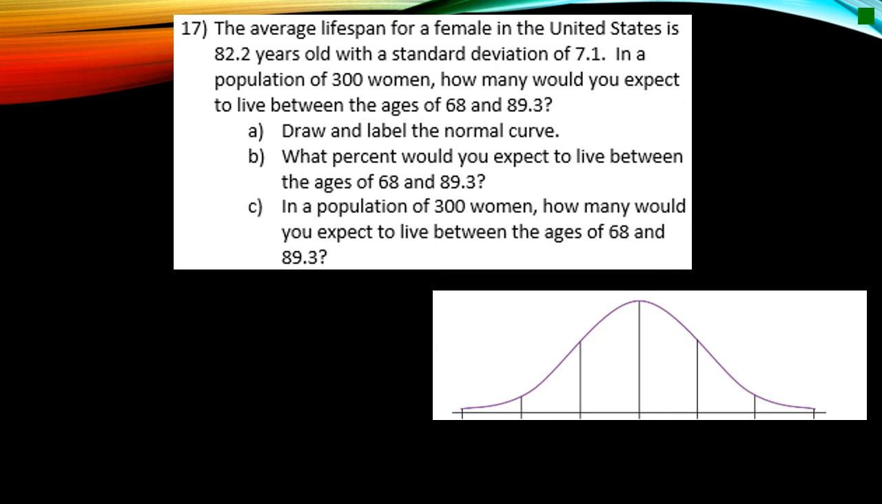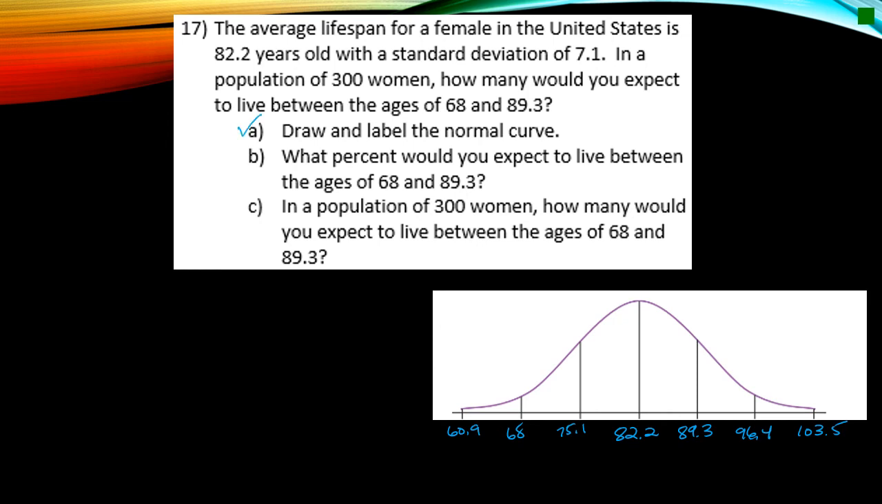For part A, we need to draw and label the normal curve. So here's my average, 82.2. And then I'm going to take that and add 7.1 going to the right, and subtract it going to the left. So I have 89.3, 96.4, and 103.5. And then going to the left, we would have 75.1, 68 and 60.9. Okay, so that's part A, so that's done.